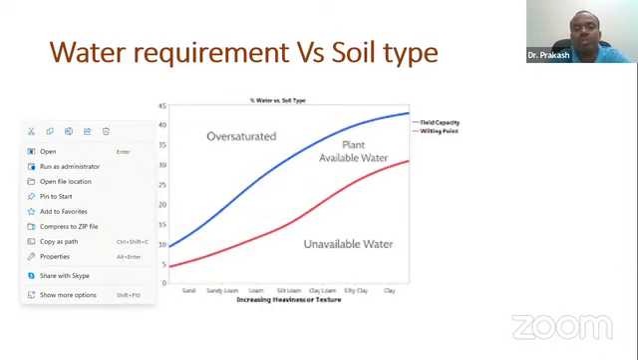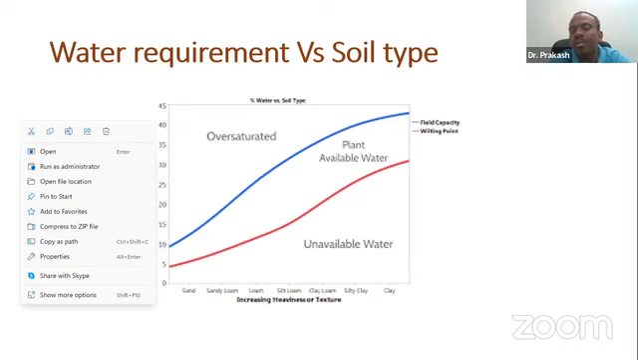Then water requirement versus soil type. The majority of soils are sand soil, sandy loam soil, loam soil, silt loam soil, clay loam soil, silty clay soil, then clay. There are around 6-7 types. We can classify the soil depending on soil texture, that is sand, loam and clay, the major three textures of the soil. It is sandy soil, clay soil or loamy soil, but depends on the percentage of sand, clay and loam.